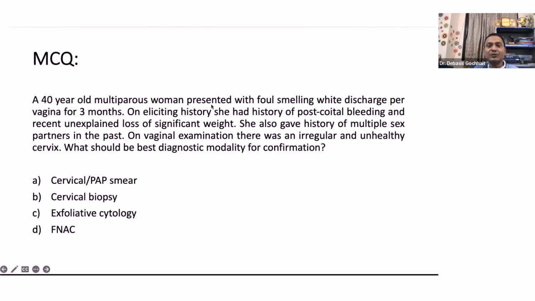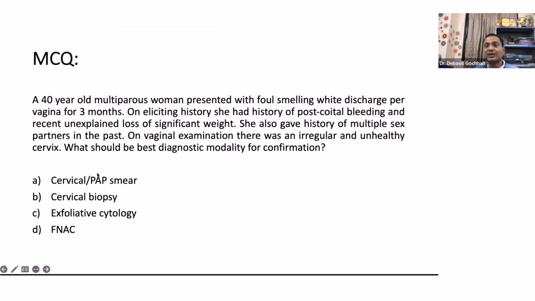Now, after reading the question in detail, we have understood that it is a carcinoma cervix. So, should you do a cervical pap smear? Should you do a biopsy? Should you do an exfoliative cytology? Should you do a fine needle aspiration cytology? Which one should you do? Just think which is the best modality that can be applied here. So, the best modality is biopsy because already it has gone into a stage of carcinoma.